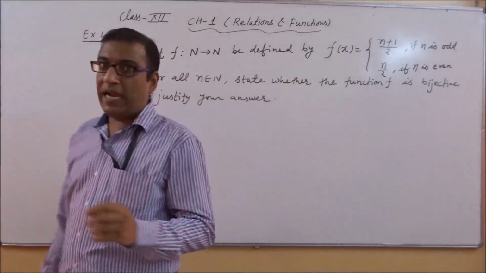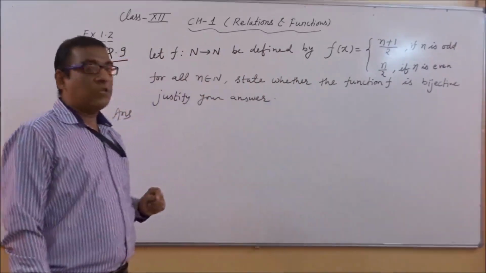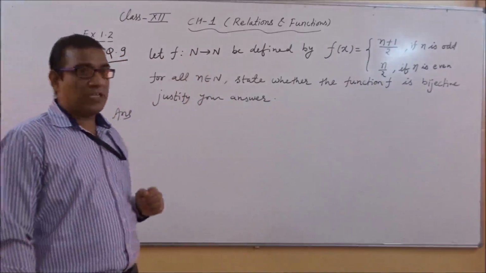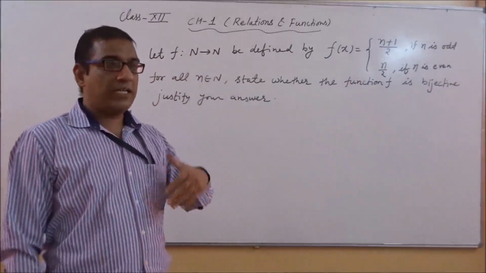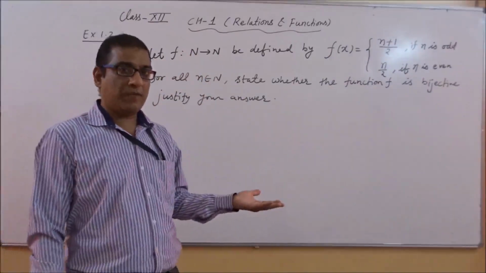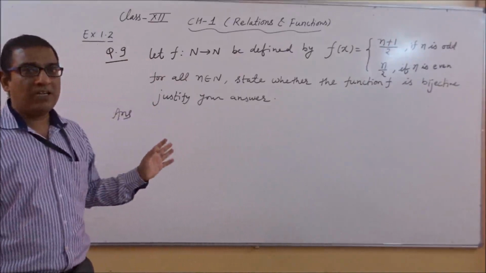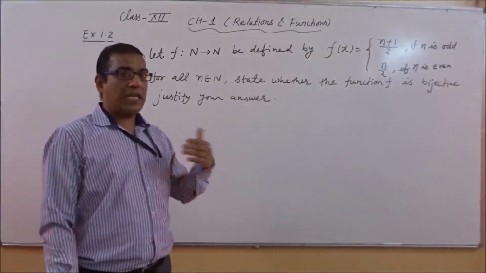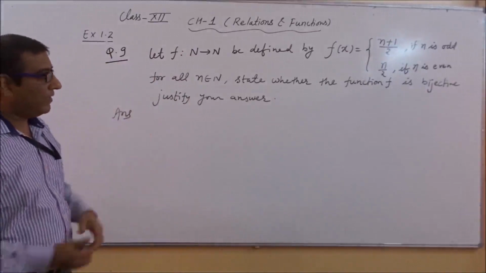Otherwise it is not possible. And one more case is there: if the given function is not one-one, then there is no need to calculate whether it is onto. If it is not one-one, then directly we can say the given function is not bijective, there is no need for calculation of the onto function. So let's see what happens here.